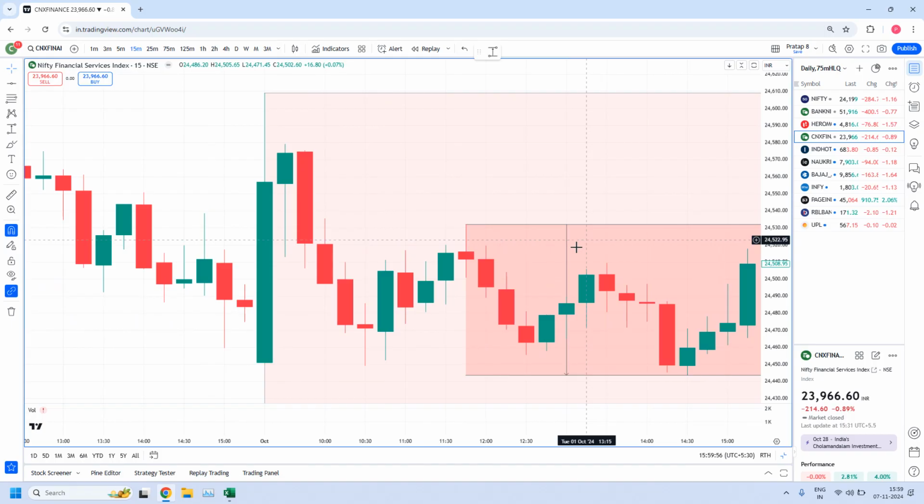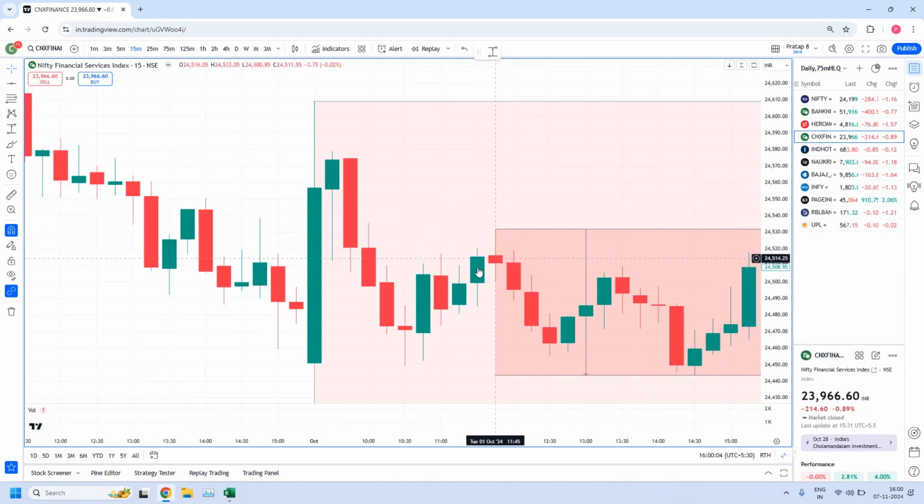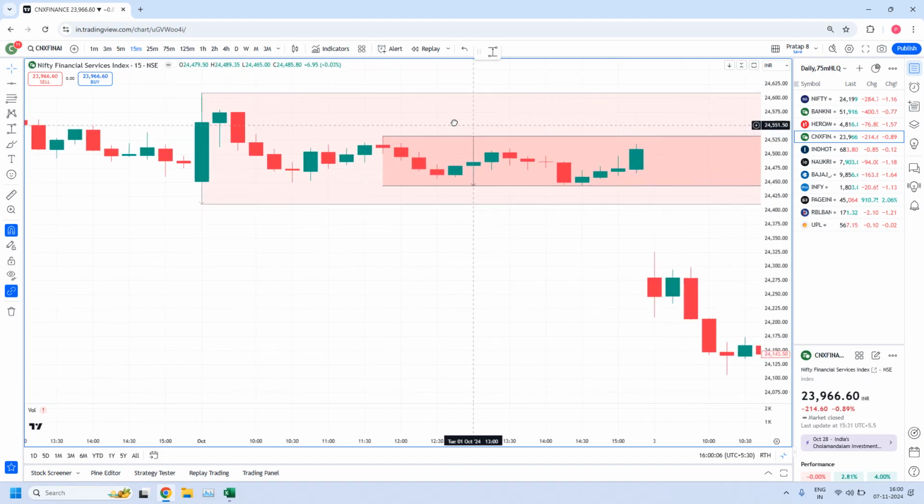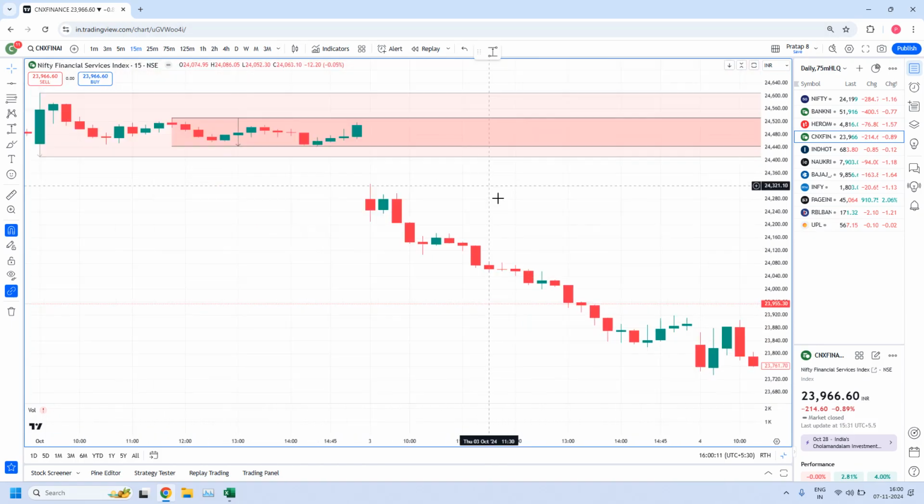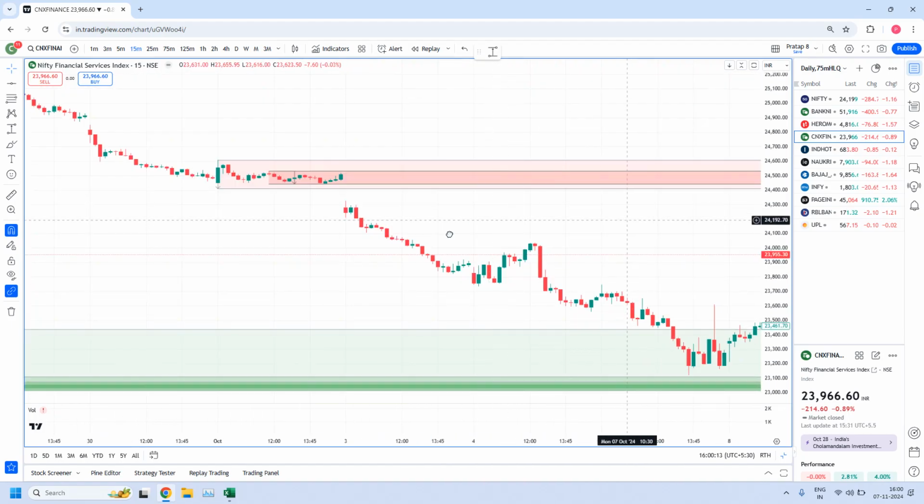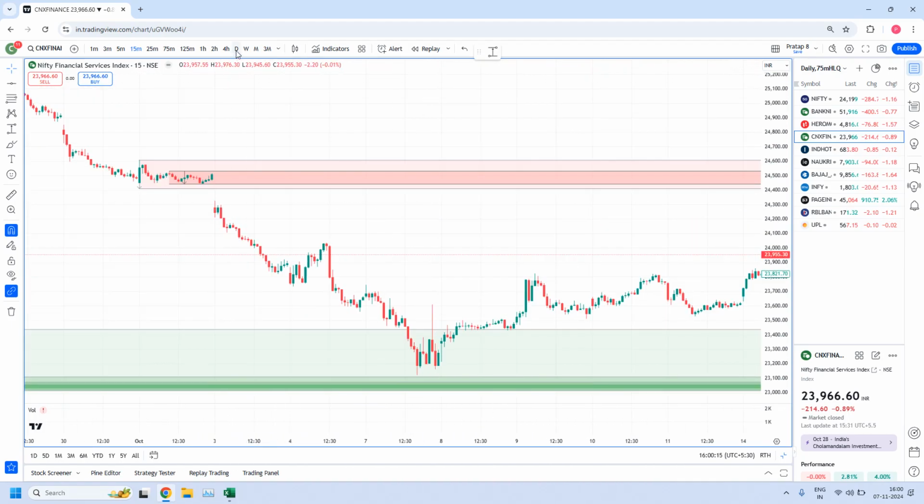So this is the reason why I couldn't. You can also consider rally base drop, but somehow I'm not comfortable with this candle. That is the reason why I didn't take it. So anyway, prices did not enter into this zone.